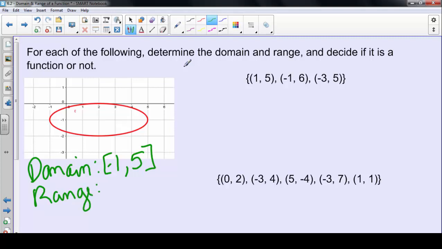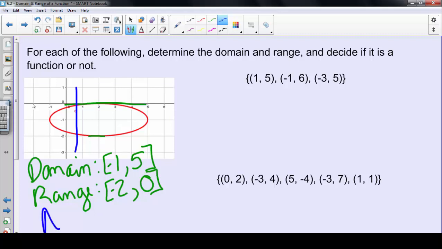Now range is our y values. The lowest possible y value down in here, so we get down to -2. Highest y value is up here at 0. We hit it, so it ends at 0. Notice we can draw a vertical line here. It hits the graph twice, so it's not a function. Now with these next two, which are sets of ordered pairs, we're not going to use ranges anymore because we have specific numbers and only those numbers as our options.